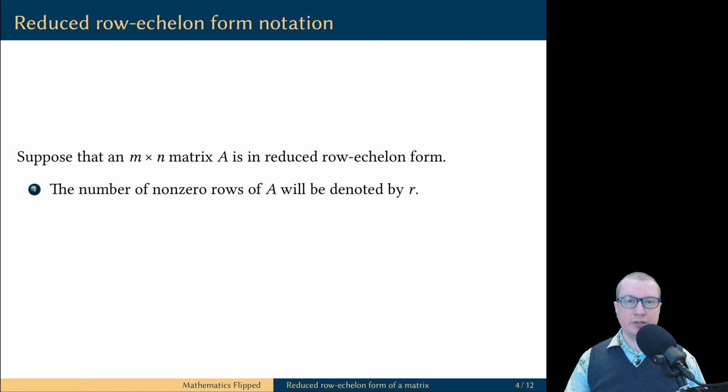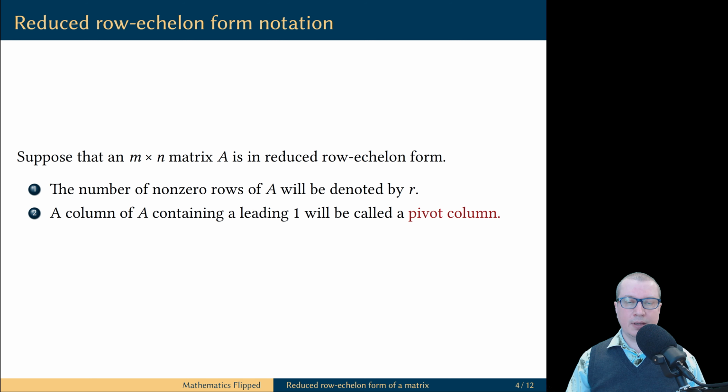Let's set some additional terminology that we will be using throughout the rest of the course. Suppose that we have a matrix in reduced row echelon form, then the number of non-zero rows of that matrix will be denoted by R. A column of the matrix which contains a leading one will be called a pivot column. Keep in mind that these notions make sense only for the matrix in reduced row echelon form. Also observe that each non-zero row corresponds to exactly one leading one. Also, each pivot column corresponds to exactly one leading one.